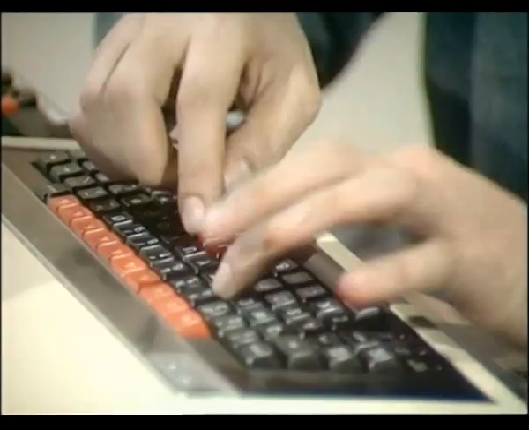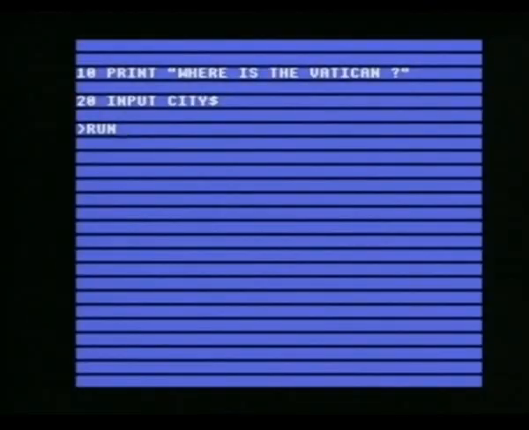Okay. So if we run that, we can get the computer to actually run through those two instructions. Try it out. You just type run, and that's all you need to do. And return. So there it is. Where's the Vatican? And it gives you a little question mark saying, what are you going to put in? So it's expecting you now to put in a word.